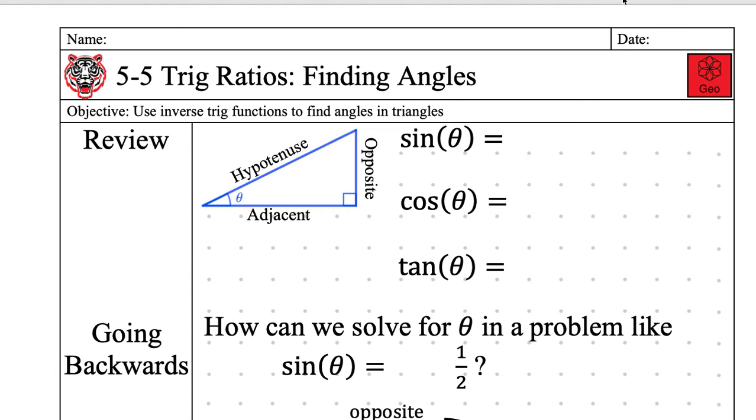Alright, so we are in geometry. Today's date is Friday, January 31st. It's a minimum scheduled day, so we're going fast. We're still using trig ratios, and now we're finding angles, so we're going backwards.